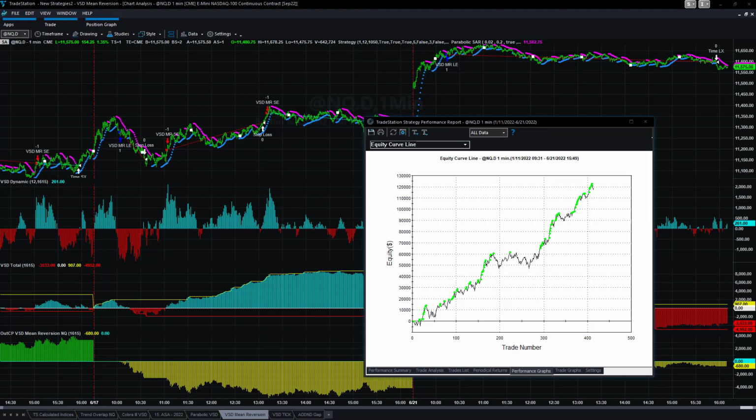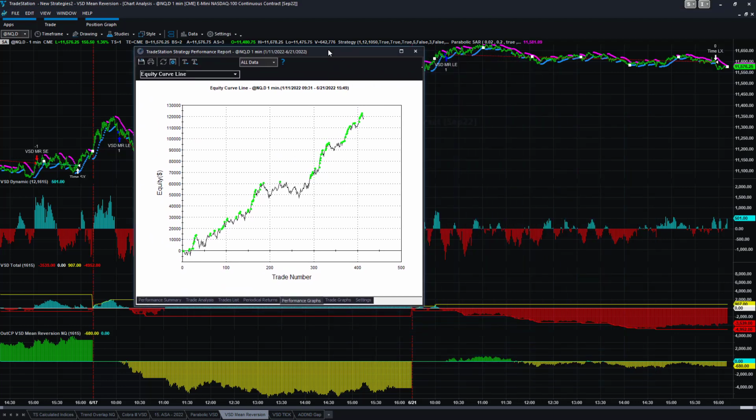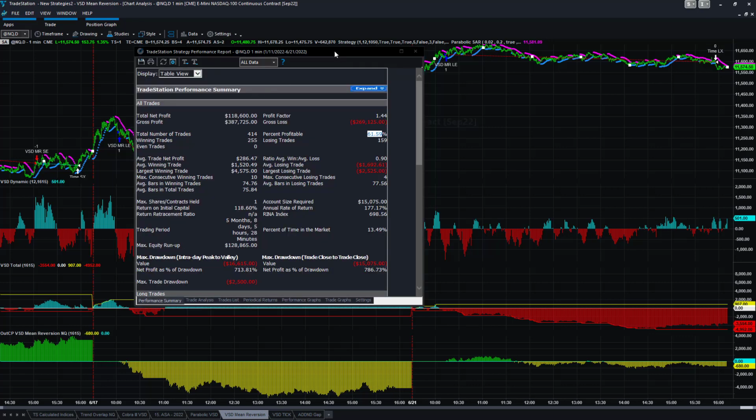I developed a brand new trading system called VSD Mean Reversion. It has a conservative and aggressive input, and this is the aggressive input. The results this year from mid-January to now, about the past 5 months, are pretty amazing. It's a very, very simple strategy, and I'll show you the list of inputs in a minute. It has a conservative and an aggressive version.